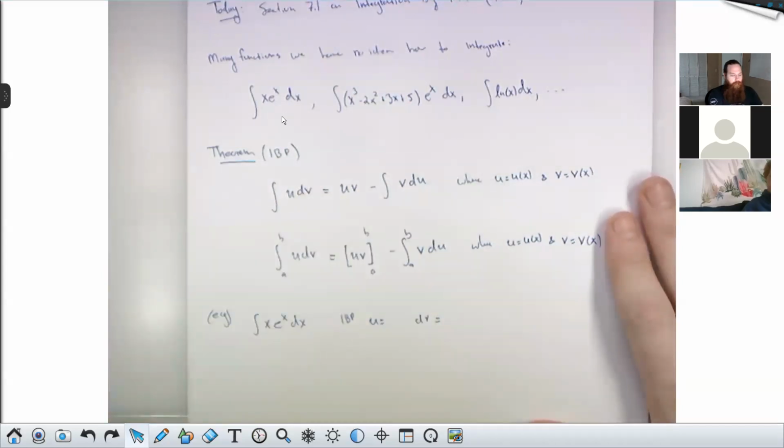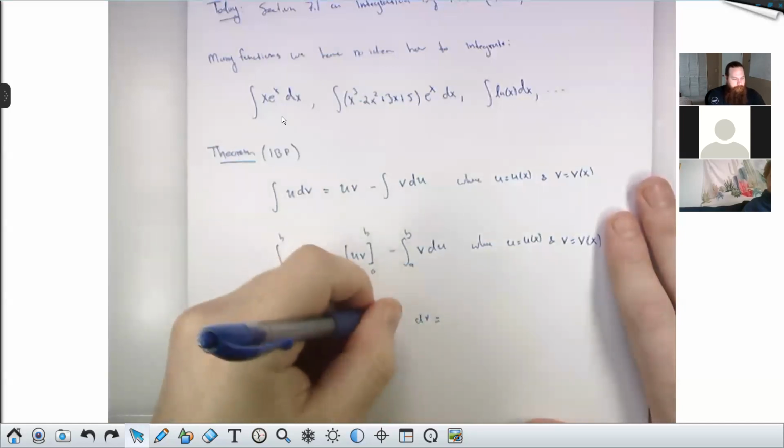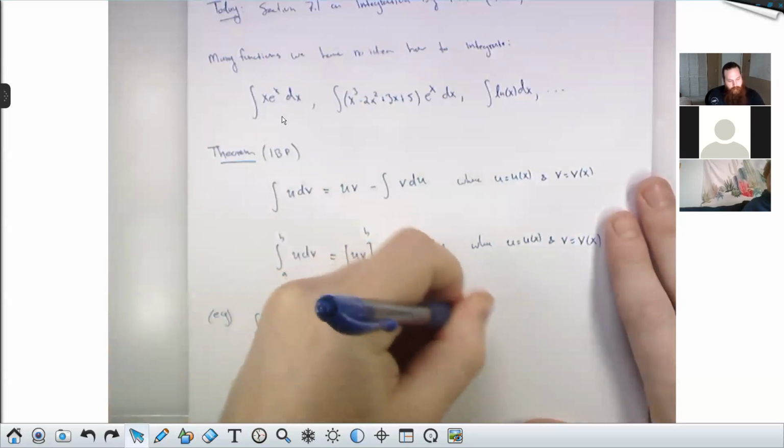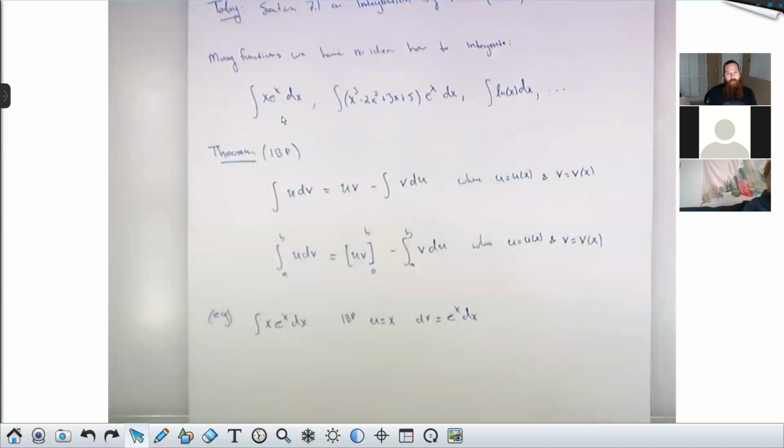Here's how that goes. You pick u and dv. I'm going to pick u to be x and dv to be e to the x dx. The way this is going to shake out, I'll give you a rule for how to choose u, and then you'll let dv be everything else. But it's up to you how to choose these, as long as u times dv is the whole integrand. That's the main thing. So you have to pick u and dv as a partition of your integrand.